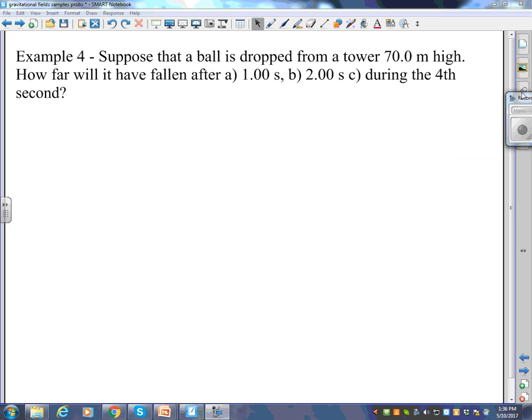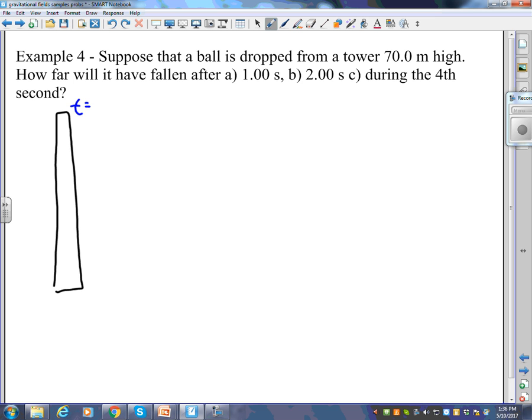All right. So this time we got a ball that's dropped from a tower 70.1 meters high. How far will it have fallen after 1 second, 2 seconds, and during the 4th second? So here's the tower. Here t is equal to 0. At some point here, Brandon, t is equal to 1. At some point here, t is equal to 2, and it looks like I didn't draw it tall enough, right? Because it's speeding up. And then, who knows where 4 is, right? Somewhere down.